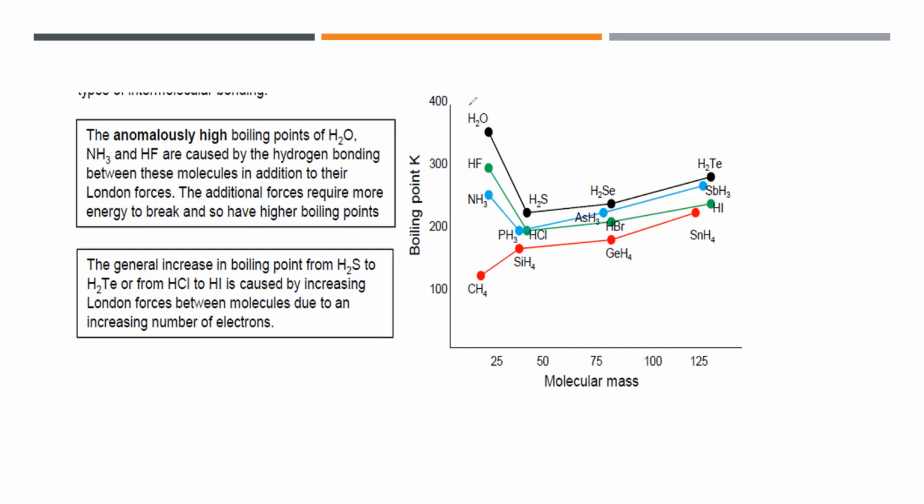Is it clear? The concept of the effect of these intermolecular forces on the boiling point. So this is a very important chart. You have to learn this, and you should be able to explain this chart in terms of intermolecular forces. Any doubt till this point?